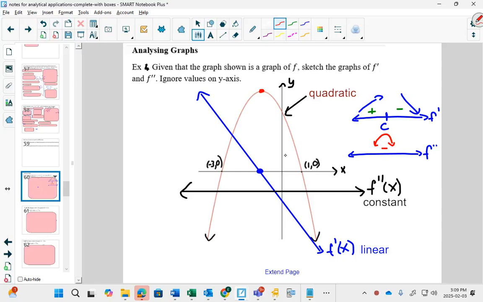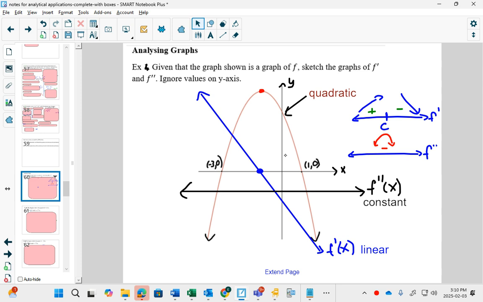Okay? Also, whatever the slope of this line is, if this slope was negative 2, then this line would be at negative 2. So we're doing a little bit of guessing because we don't know exactly what the actual equation is. We're just ballparking where the graph is. As long as you showed your f double prime as a horizontal straight line, because the second derivative is the first derivative of the first derivative, and it has a constant slope because it's a straight line, that makes it completely flat.